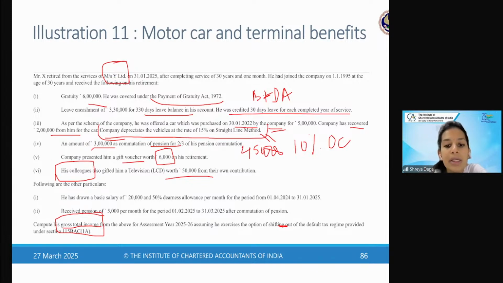Some other information. There is a basic salary, there is a DA of which 50% forms part. There is a pension total received this much after commutation of pension. That means this is the uncommuted pension. Okay, let's see. All right. These are the details given. Let's try to calculate one by one. Let's start solving.